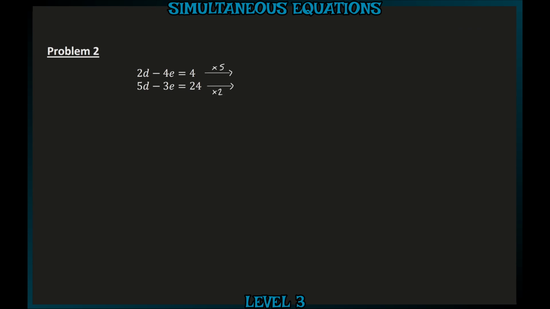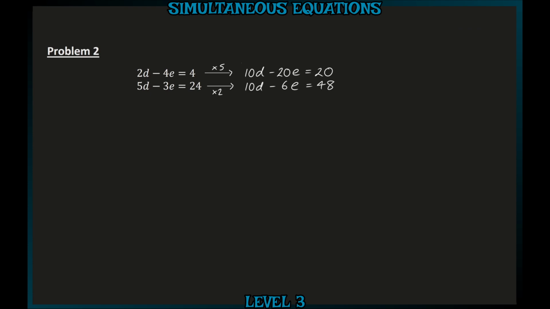And if we start with the top equation, 2d multiplied by 5 is 10d, minus 4e multiplied by 5 is minus 20e, and 4 times 5 is 20. Moving on to the second equation, 5d multiplied by 2 is 10d, minus 3e multiplied by 2 is minus 6e, and 24 multiplied by 2 gives us 48.